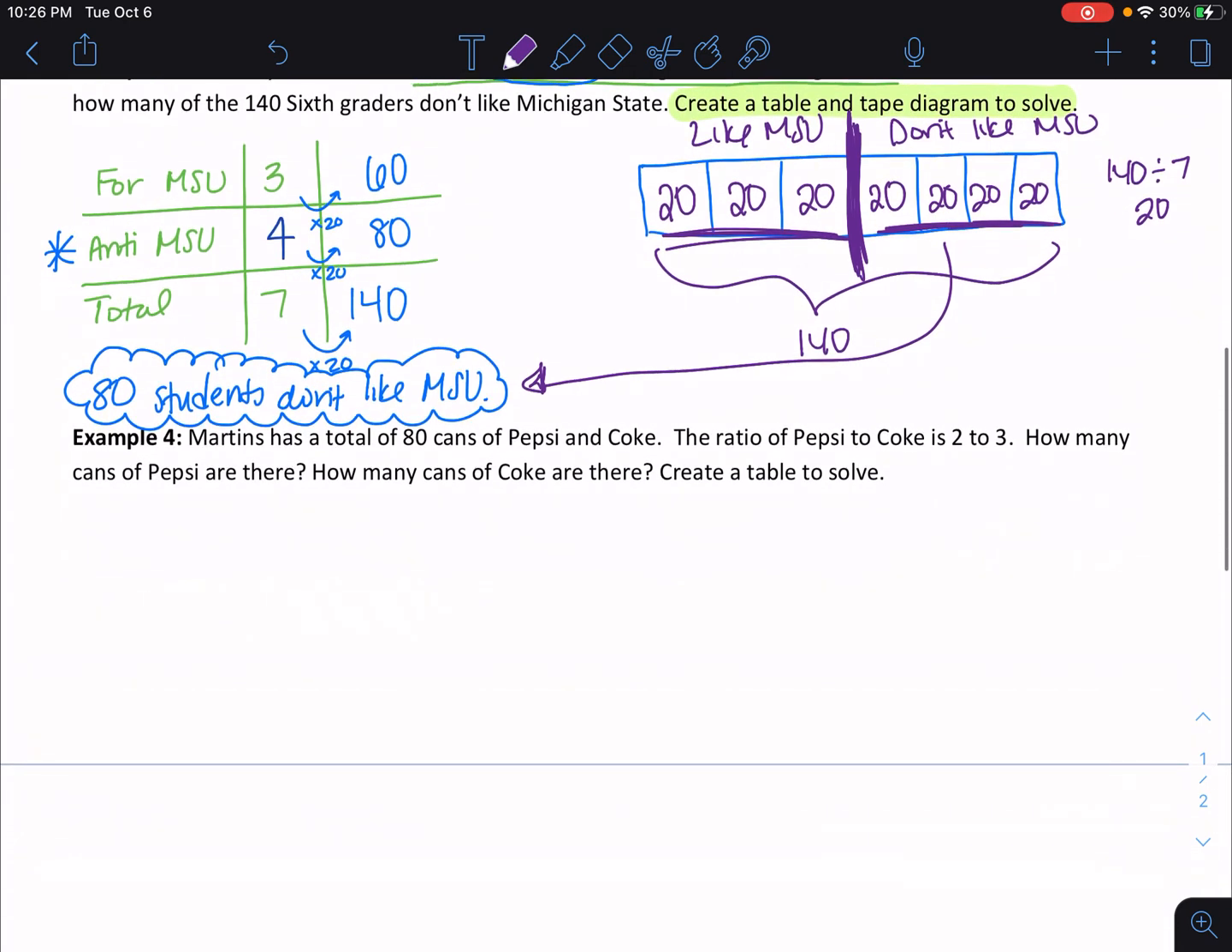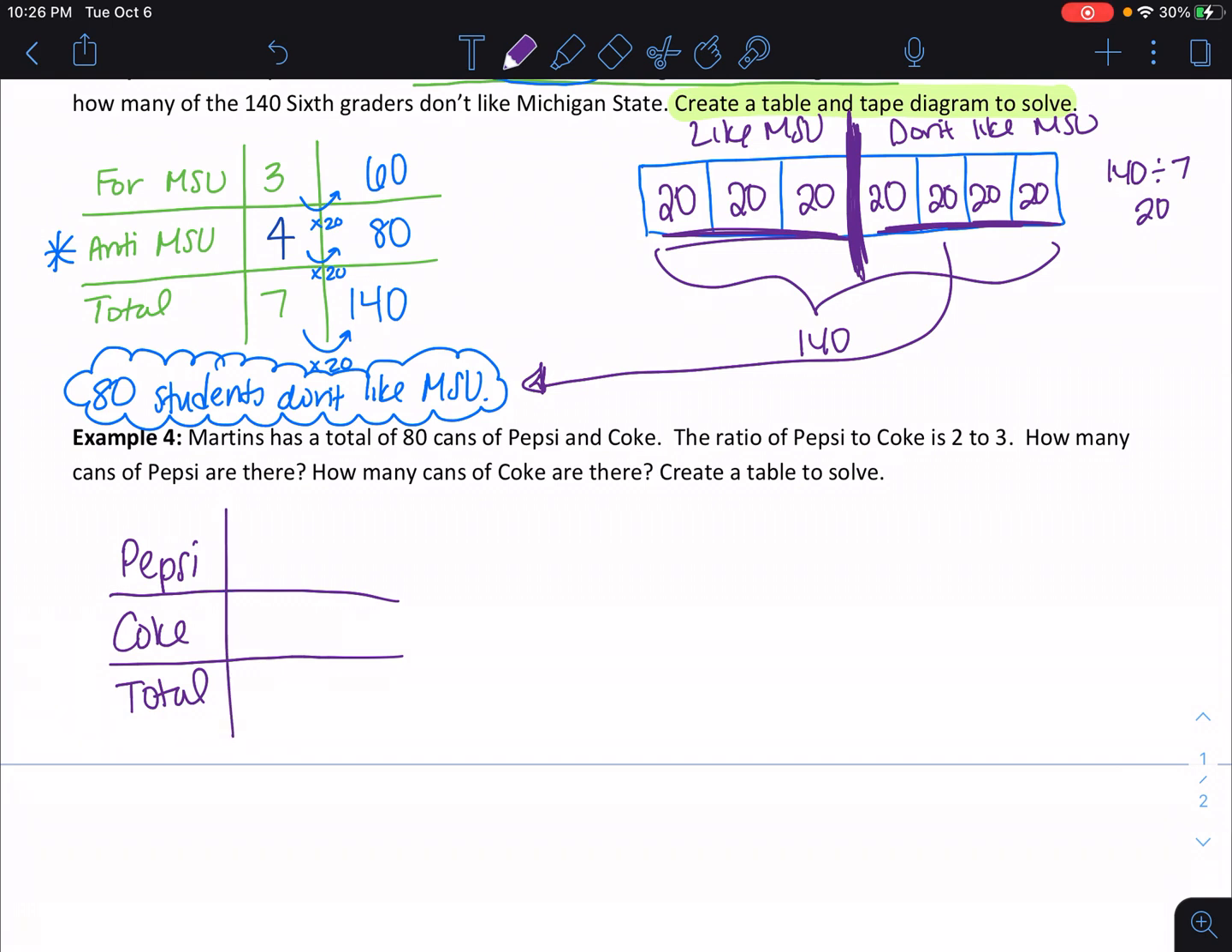This is an example that we've looked at before. Martin's has a total of 80 cans of Pepsi and Coke. The ratio of Pepsi to Coke is 2 to 3. So I've got Pepsi, Coke, and the total. So now we're just practicing including that total when I'm given a part-to-part relationship. Here we are only creating a table. So the ratio of Pepsi to Coke is 2 to 3. That means the total is 5.